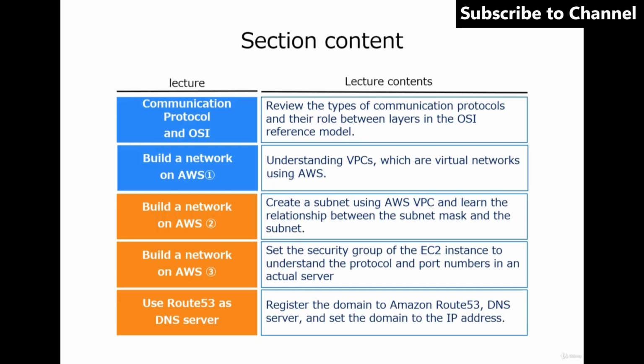Build a network on AWS 3. Set the security group of the EC2 instance to understand the protocol and port numbers in an actual server. Use Route 53 as a DNS server. In this lecture, you will register a domain with Route 53 and set the domain to an IP address.